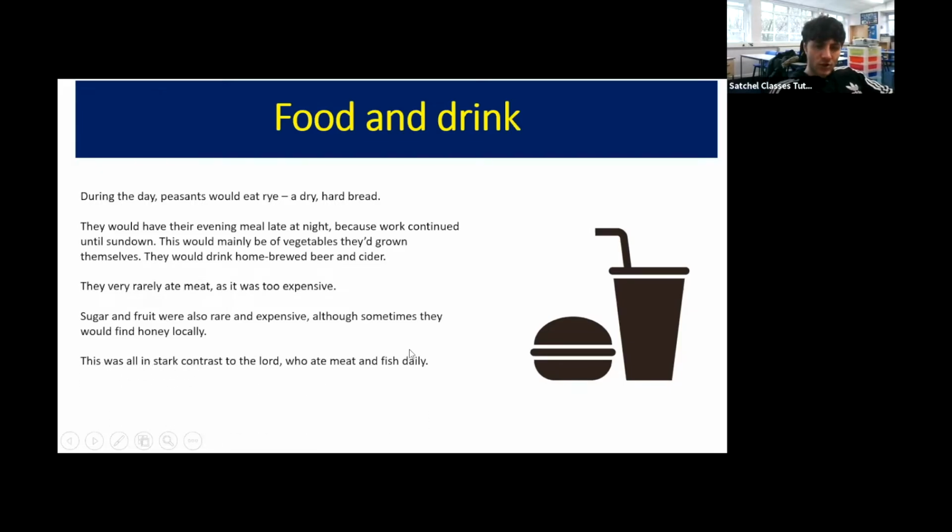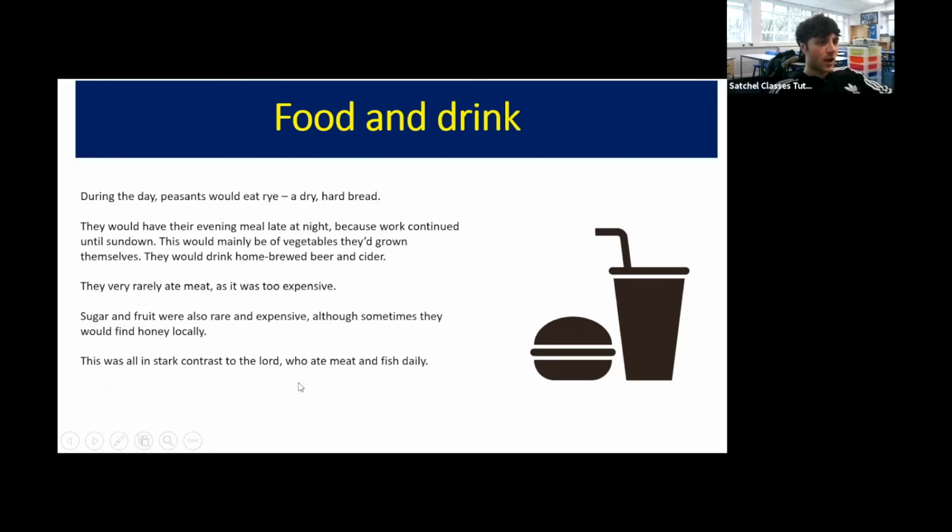Now, that is all, as you might imagine, in stark contrast to the lord of the manor, who is there eating meat and fish daily, rubbing it in everyone's face. It's not like there was no access to meat and fish. It was just that it was restricted to the richest, to the lords of these villages, who would eat meat and fish every day.